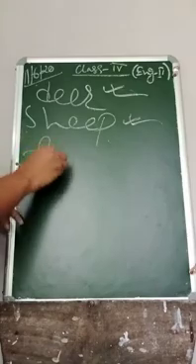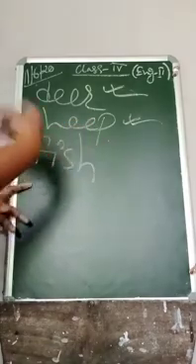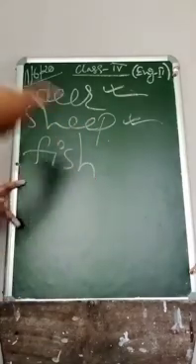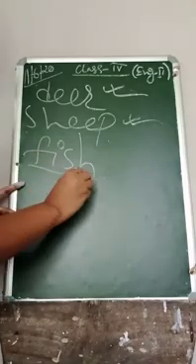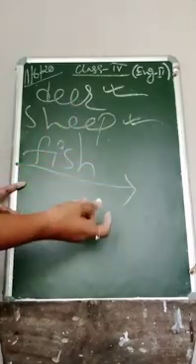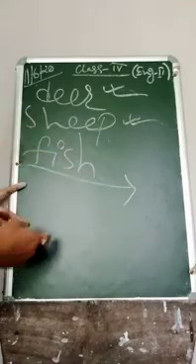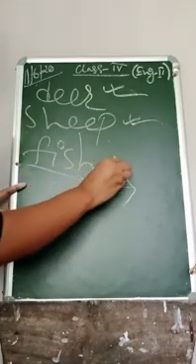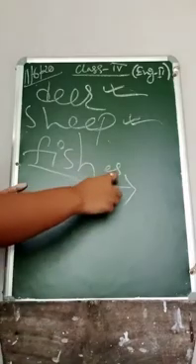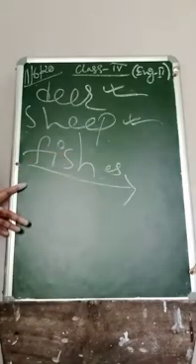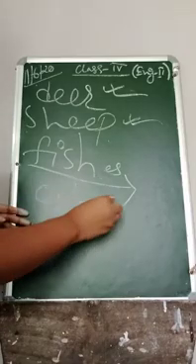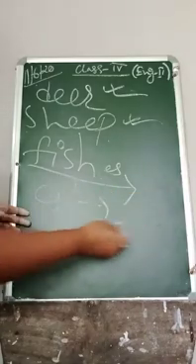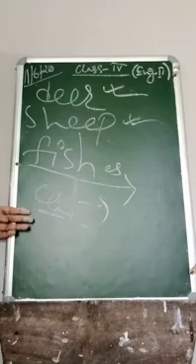Then fish. In the case of fish, if it's the same kind of fish, then the singular and plural are the same. But if the fish are of different kinds, then we add es. It becomes fishes. This is also correct, but fish is also correct. Then cod. This kind of word has the same spelling in plural also. Alright.